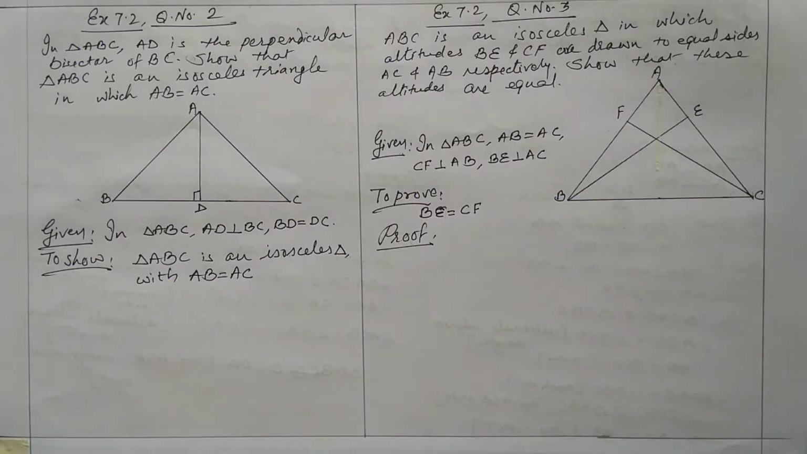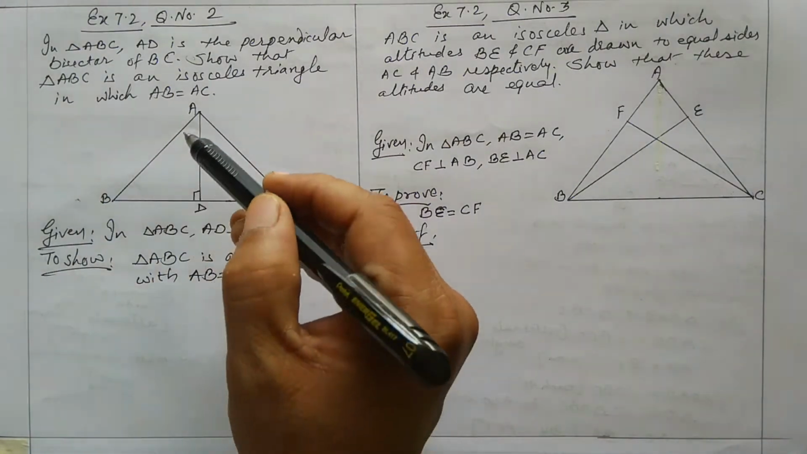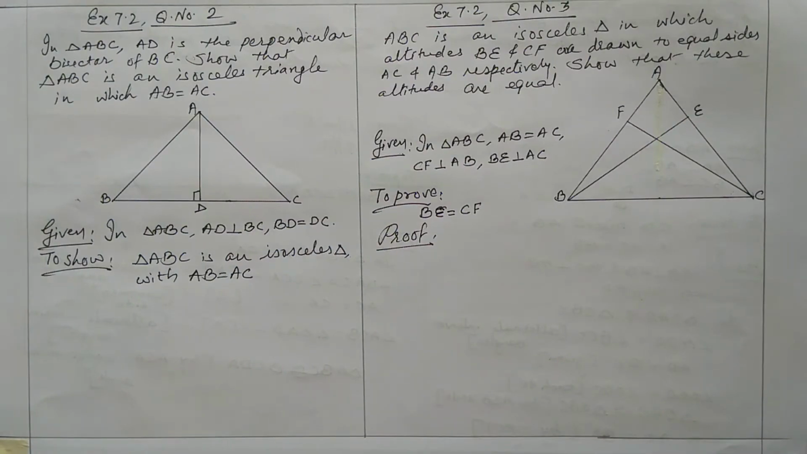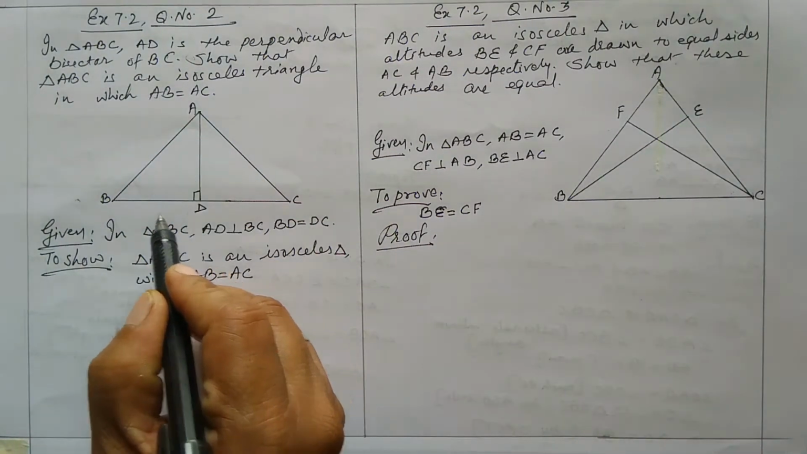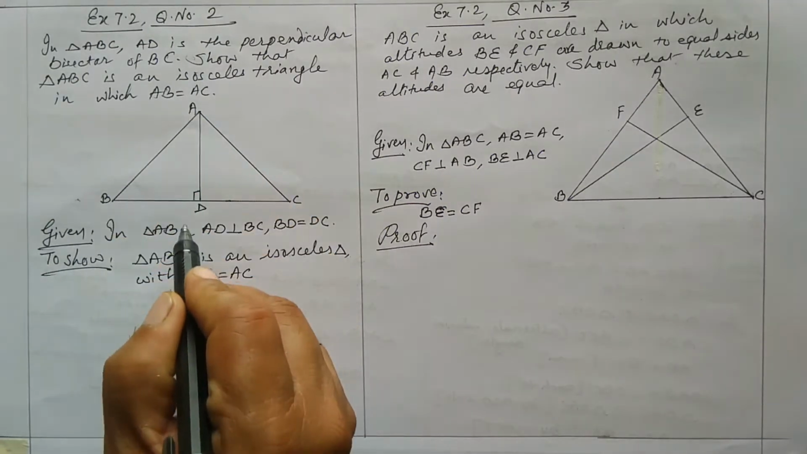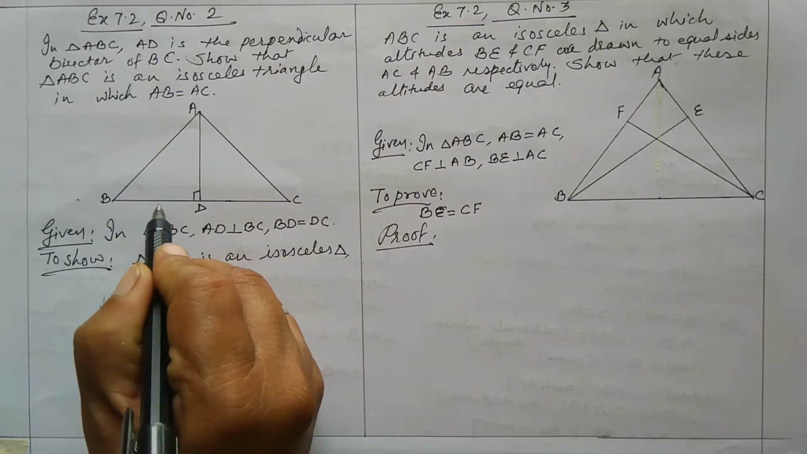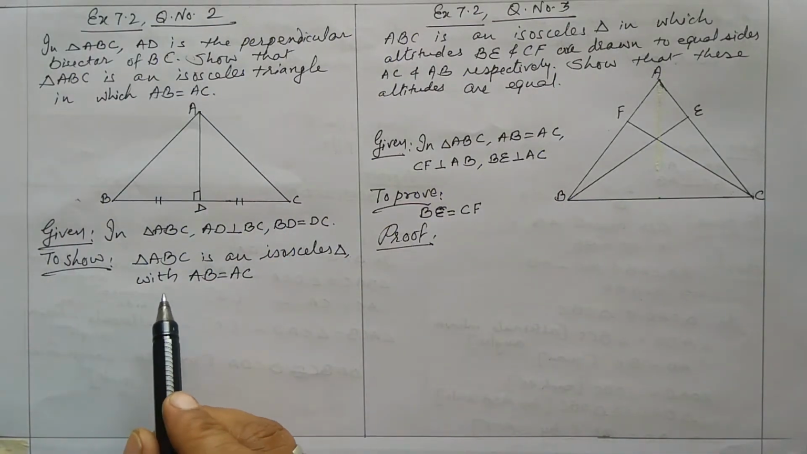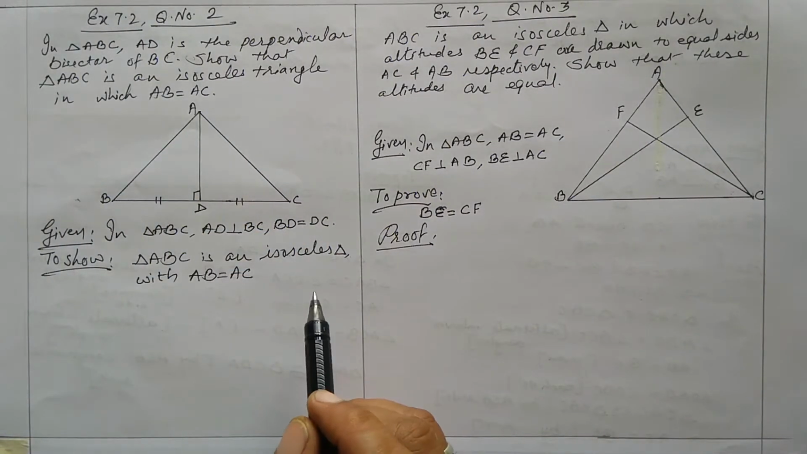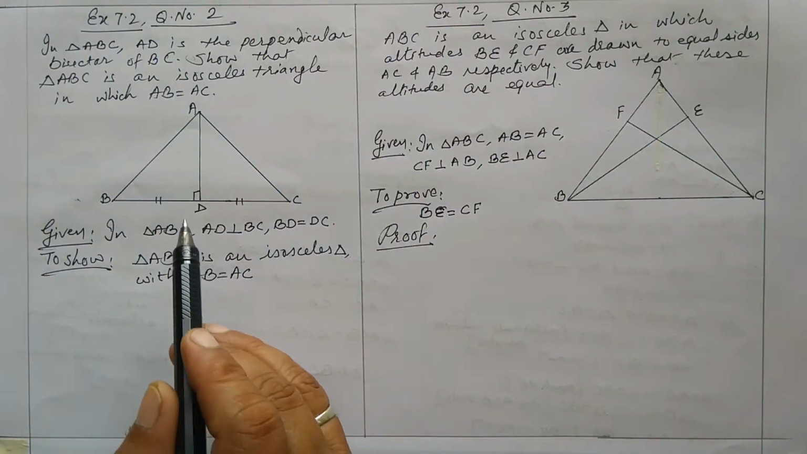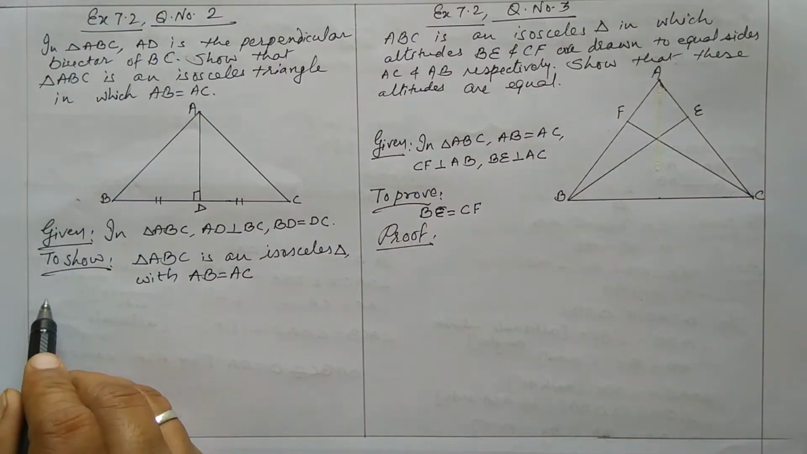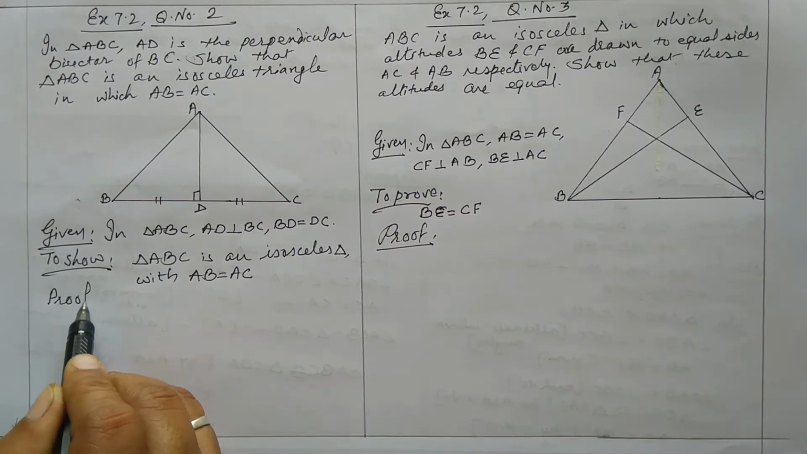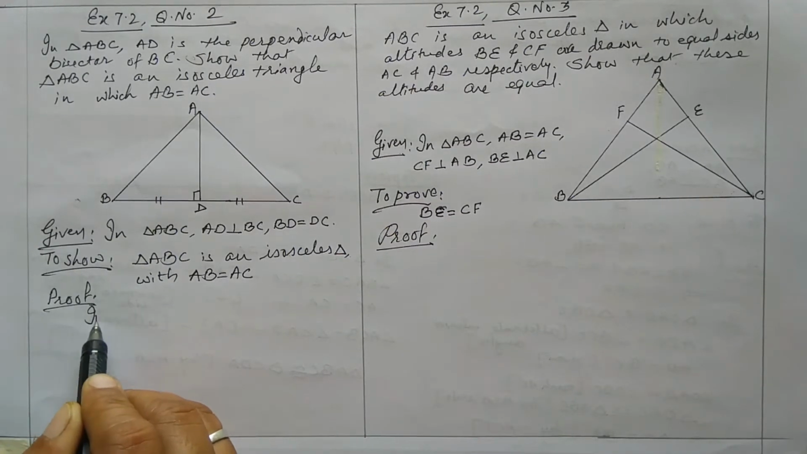Let us discuss question number 2 of exercise 7.2. Here triangle ABC in which AD is perpendicular bisector of BC. So ADB and ADC are 90 degrees, shown by the sign, and BD is equal to DC. You have to prove that ABC is an isosceles triangle with AB equal to AC, meaning you have to prove AB is equal to AC. See the proof.